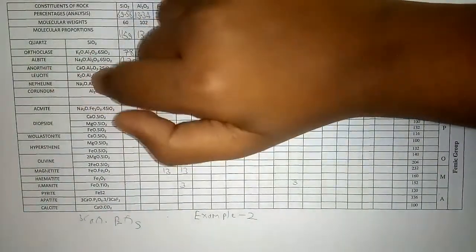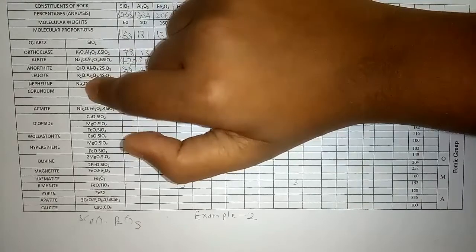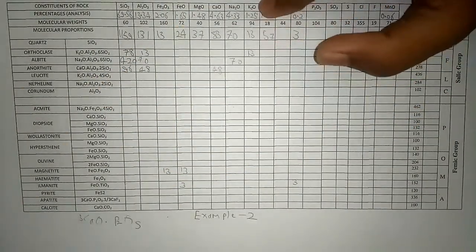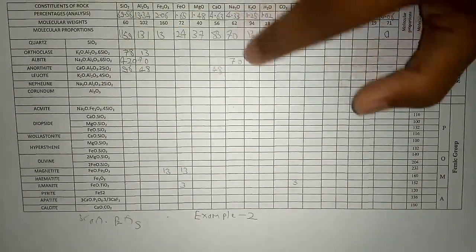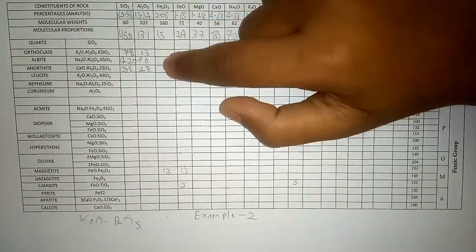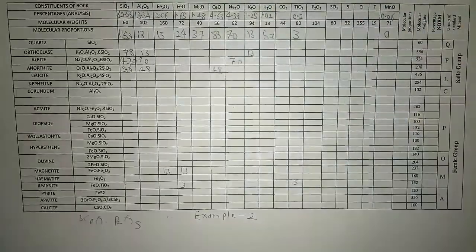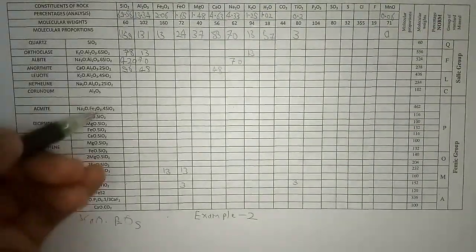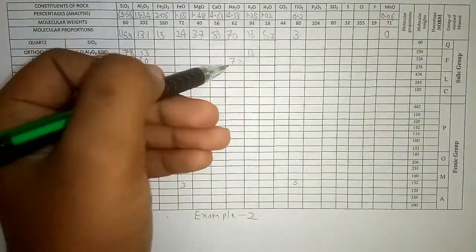We cannot make leucite because K2O is fully used. We cannot make nepheline because Na2O is fully used. You can see K2O was 13, used, Na2O was 70, used. Corundum: Al2O3 is fully used in orthoclase, albite and anorthite, so we cannot make that also. So now next is acmite, Na2O fully used, 70 out of 70.